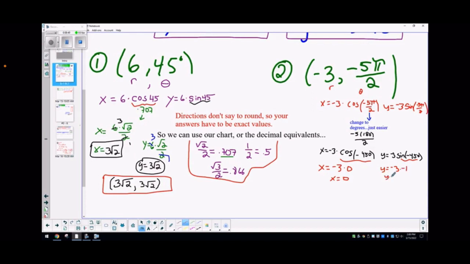Okay, so you're going to get that y is equal to 3. And again, after you get done, you want to write it as a coordinate point. So you're going to write it as (0, 3). Great job.